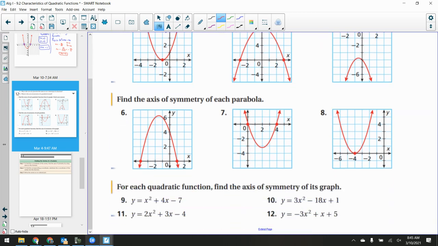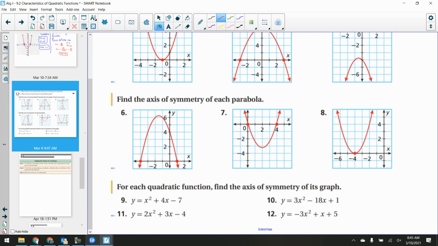X equals what? I did that wrong. Well, where is it? It's up on the screen here, number 7. X equals, where's the center line? X equals 2. Good. And number 8 here, Mr. Rudder. Where's the axis of symmetry?